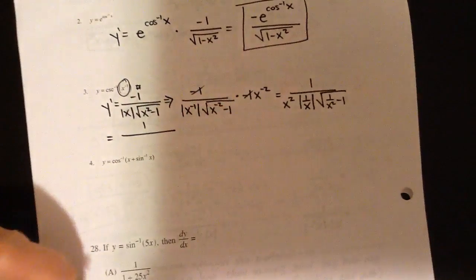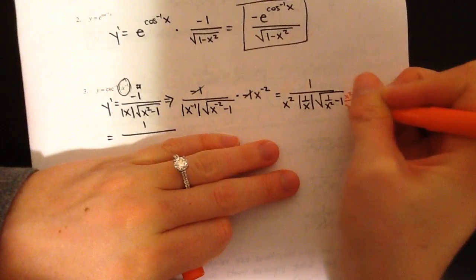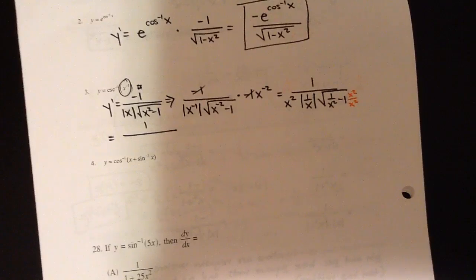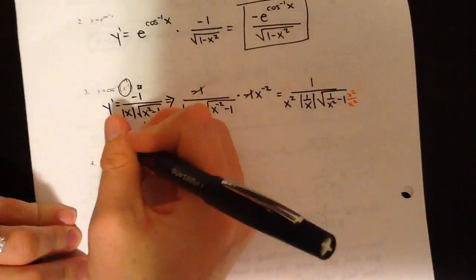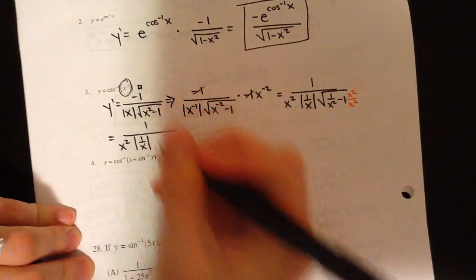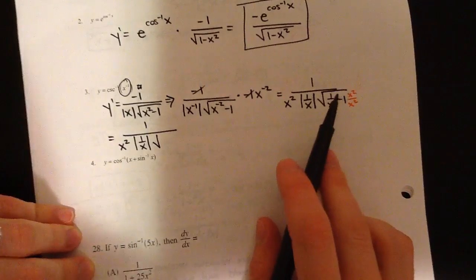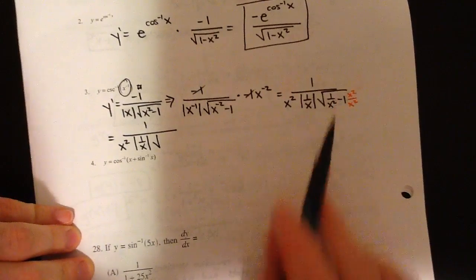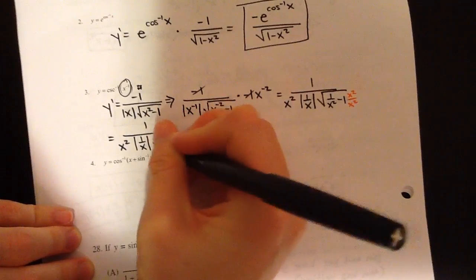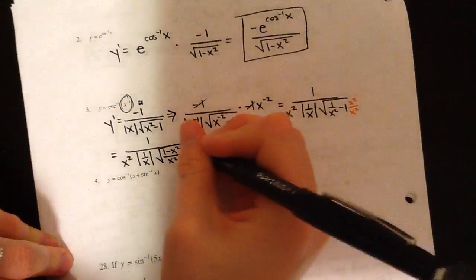So 1 over, take a look at these denominators here. This I'm going to multiply by an x squared over x squared so I can get a common denominator. So I'm still cleaning things up a little bit. So x squared in the denominator, and then the absolute value of 1 over x, square root of, here's what I've got. This is going to be a 1 minus x squared over x squared. Okay, so just a little bit more simplifying to go.